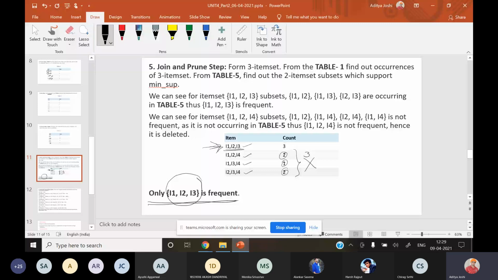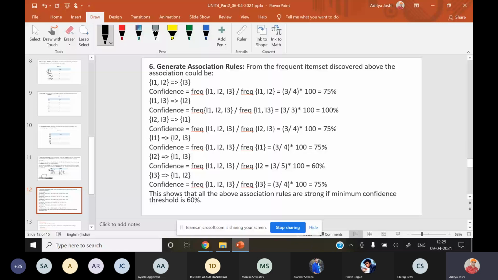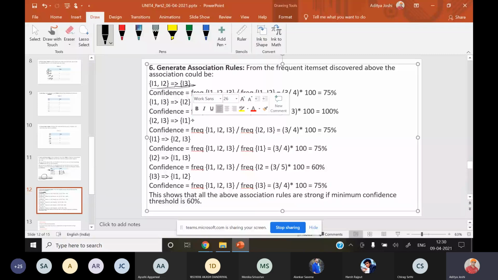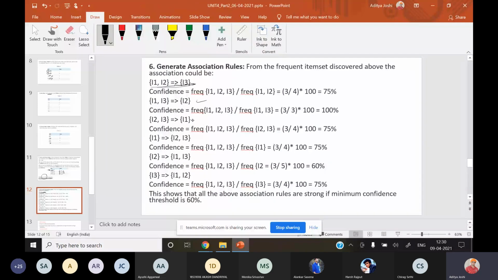I1, I2, and I3, all the possible association rules. So the possible association rules are these. You have to generate the association rules. The first association rule you can generate is I1 I2 implies I3. Second is I1 I3 implies I2, I2 I3 implies I1, I1 implies I2 I3, I2 implies I1 I3, I3 implies I1 I2. So these are the association rules you have to create with the most frequent item set, right?